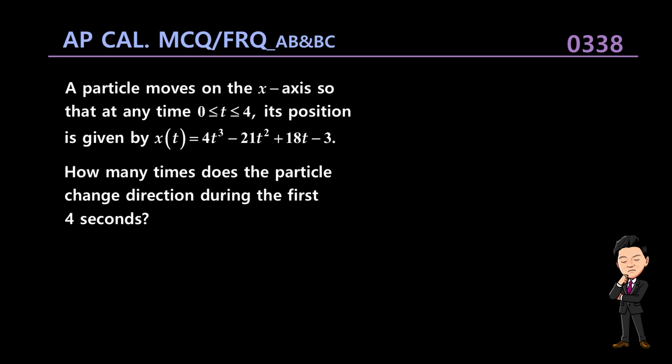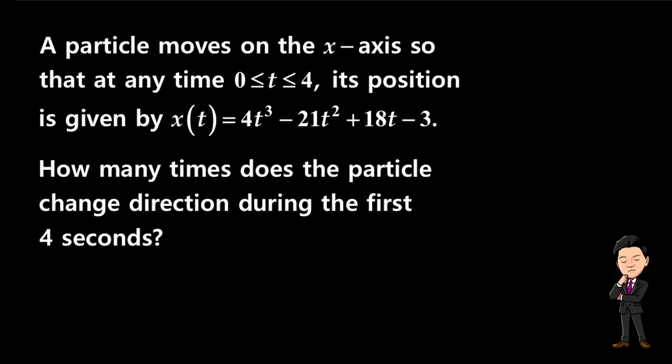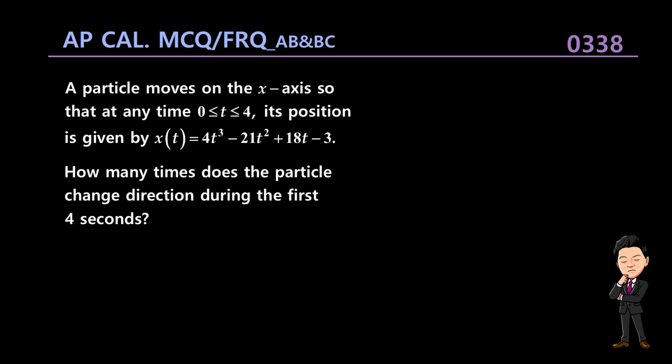Question 338. How many times does the particle change direction during the first 4 seconds? The particle changes its direction. The direction of the particle changes when the sign of the velocity changes from positive to negative or negative to positive, right? So let's find the equation of the velocity first.